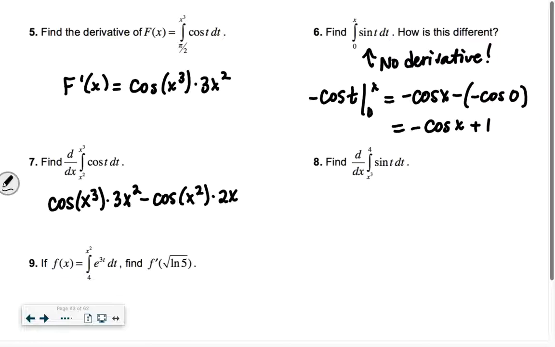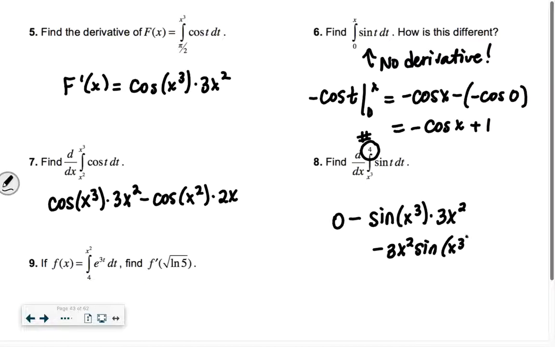So plug in the x squared. So this one, if I start out with a number, that first part will be 0. And then minus, now I plug in the x cubed. So minus sine of x cubed times 3x squared. So it's just negative 3x squared times sine of x cubed is how I'd write that answer.